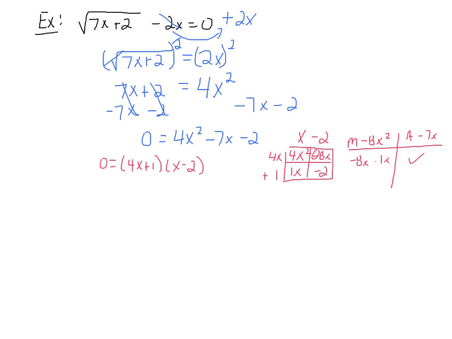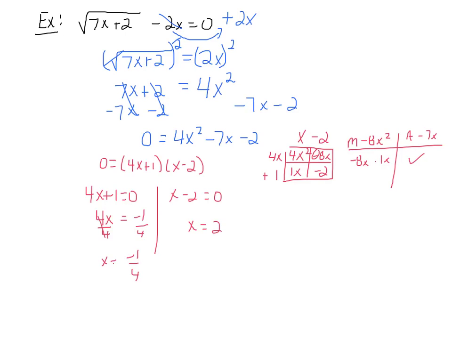Okay, so in order to solve it, I need to set both of them equal to 0. So 4x plus 1 equals 0, and then x minus 2 equals 0. And so when I solve on the left, I have 4x equals negative 1, divide by 4. So you get x equals negative 1/4. And then on the right side, I have x equals 2. And then, of course, you're going to plug these in to make sure that they work. So let's do that. I'm going to do it over here.